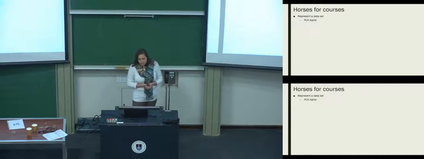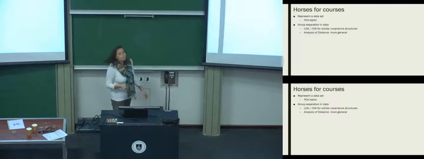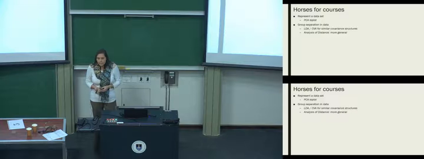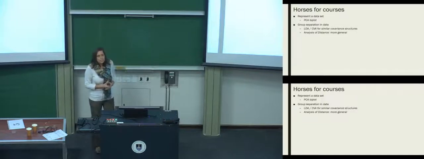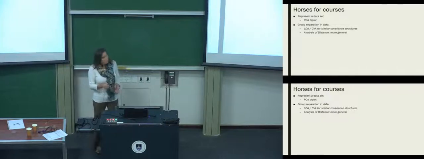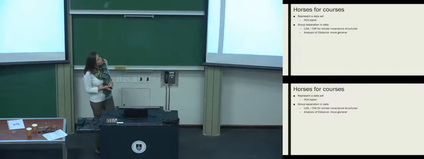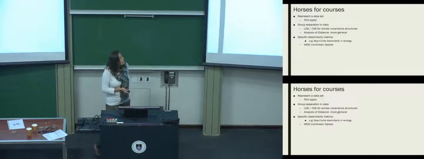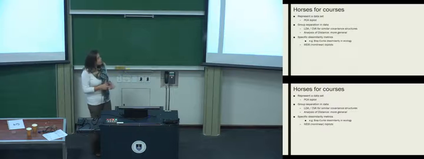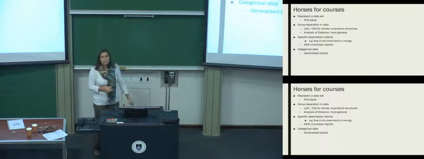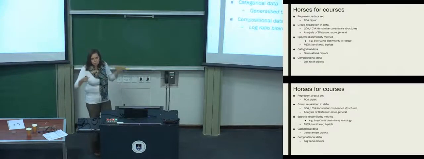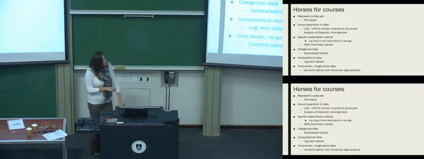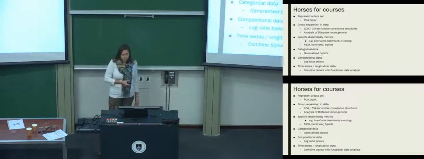If you want to represent the cloud of the data points, we use principal component analysis biplots. If you want to look at different groups in our data, we can use canonical variate analysis biplots, which is based on Fisher's linear discriminant analysis, and it assumes equal within class covariance matrices. In some cases, it's quite robust towards this assumption, but we also have analysis of distance biplots, which is applicable more generally. Then, if we use specific dissimilarity metrics, for instance, Bray-Curtis dissimilarity is used in ecology, then we get MDS or nonlinear biplots. If we add categorical data, we have generalized biplots. For compositional data, where my data add up to 100%, or have proportions adding up to 1, we have log ratio biplots. And for time series, longitudinal data, we combine the biplots with functional data analysis.